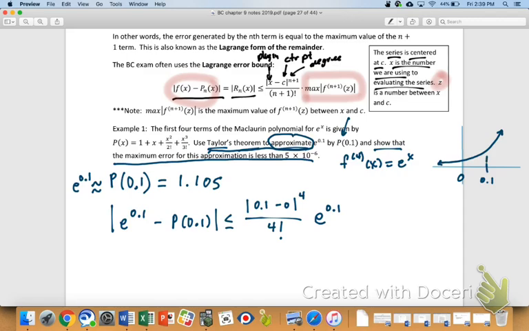It'd be pretty unreasonable to expect you to do this without a calculator. So take a minute. Some of these will be reasonable for you to do, but not this one. e to the 0.1, I don't know what that is. So if you guys would take a minute and calculate that out.